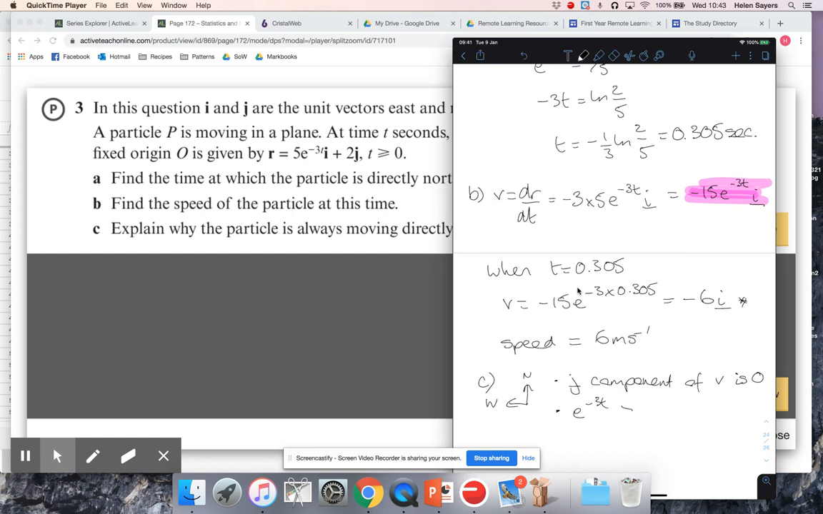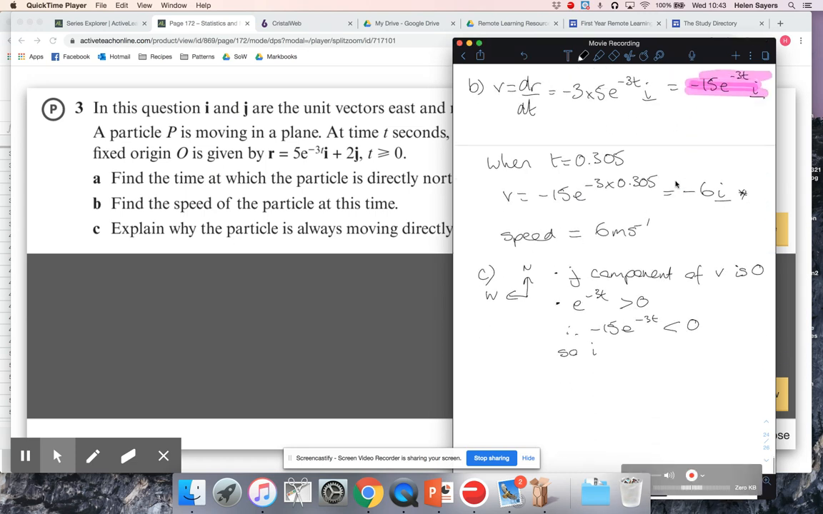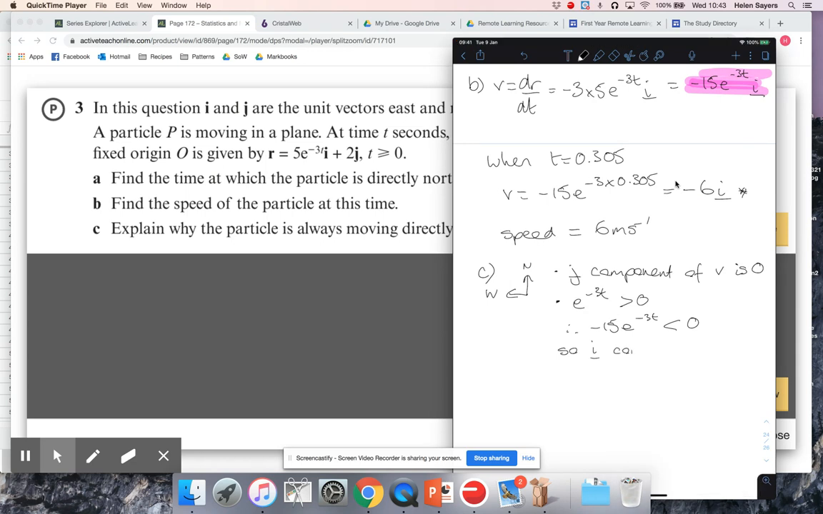Let's clearly explain that. So that is always greater than 0. If I multiply it by negative 15, it's therefore always less than 0. Let's be clear about what we're actually saying there. The I component of V is always negative, therefore always travelling west. It's a bit messy there, but gets the point across.